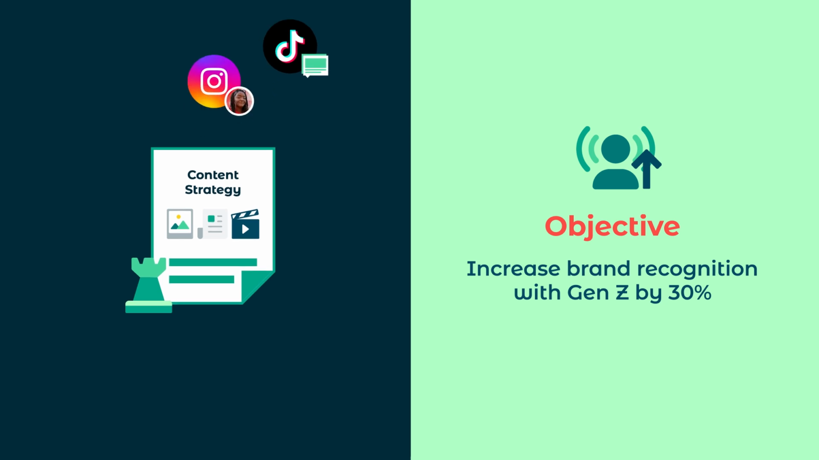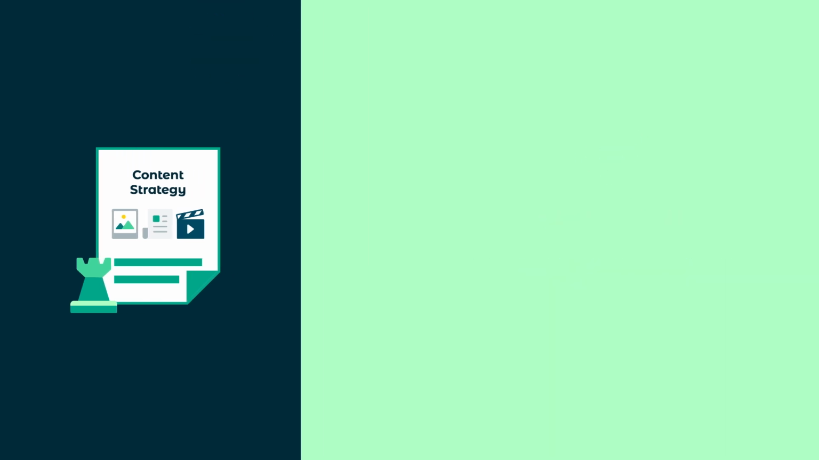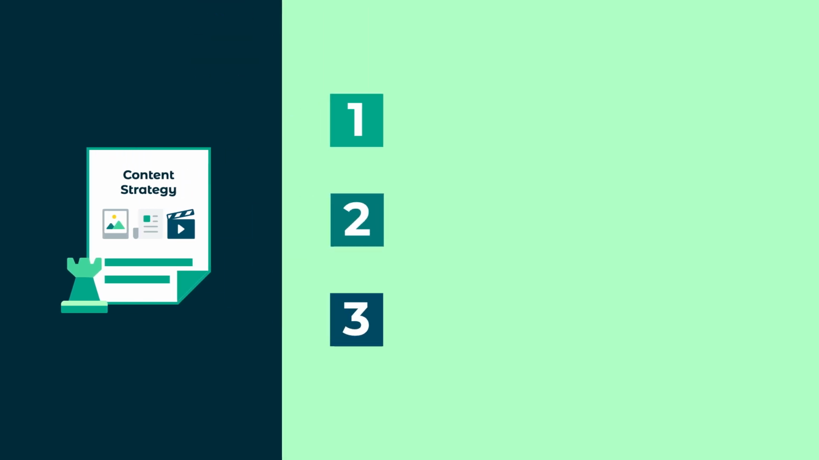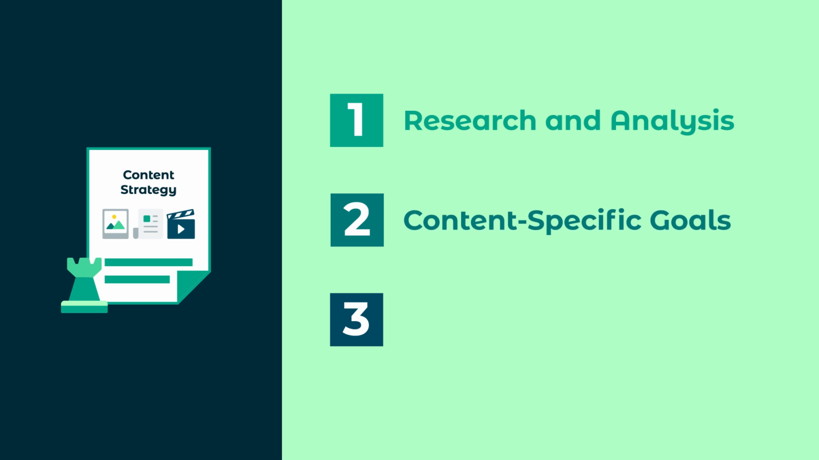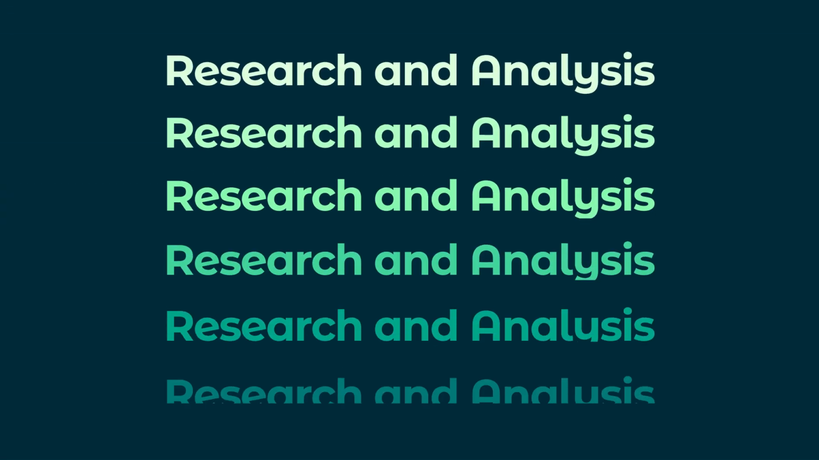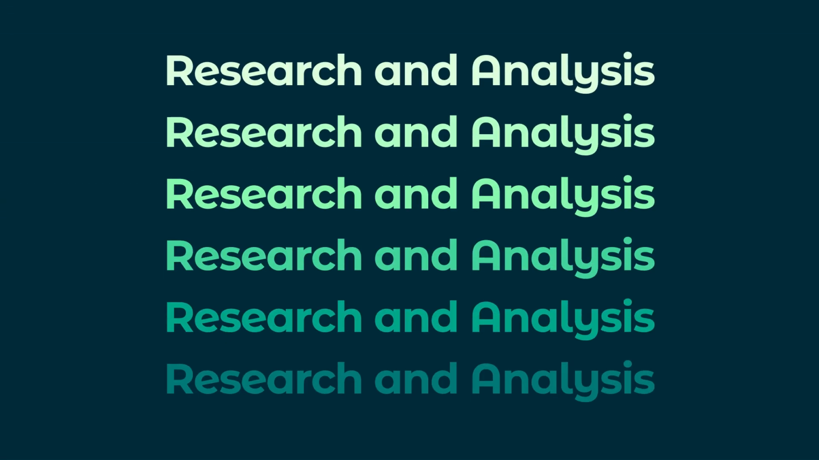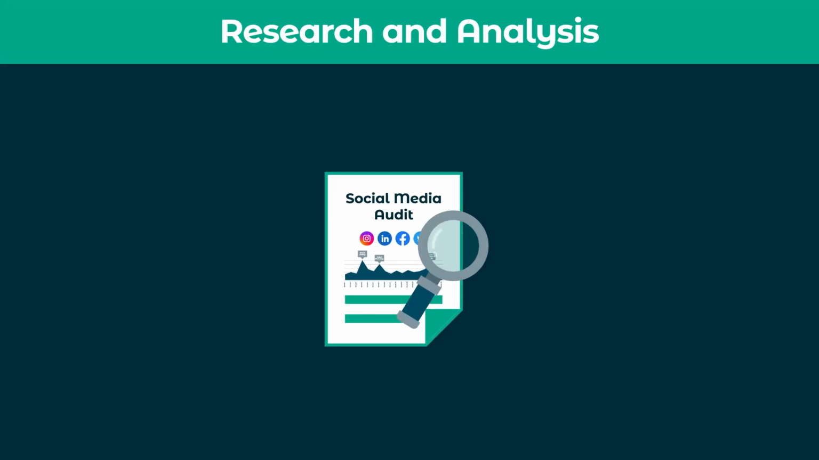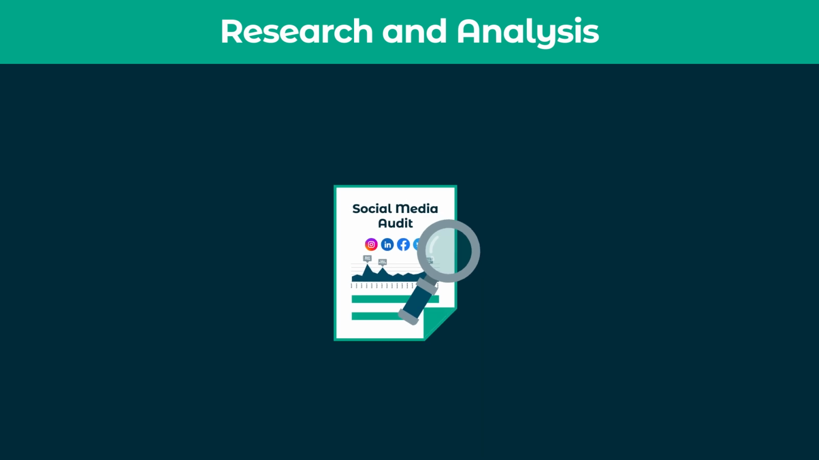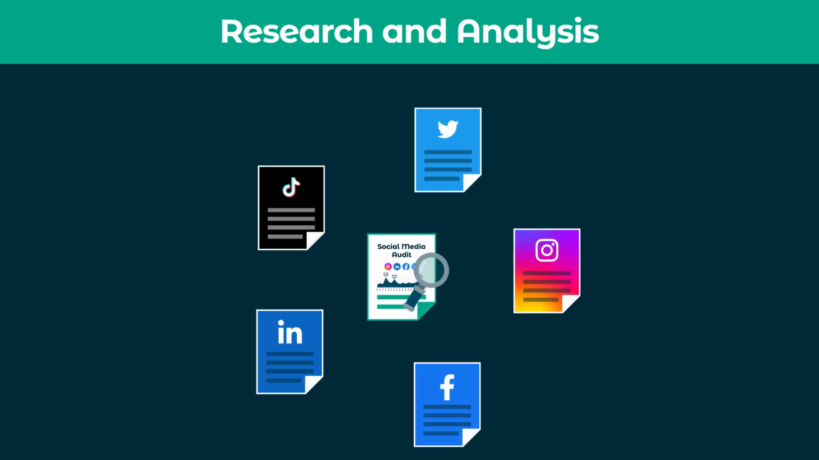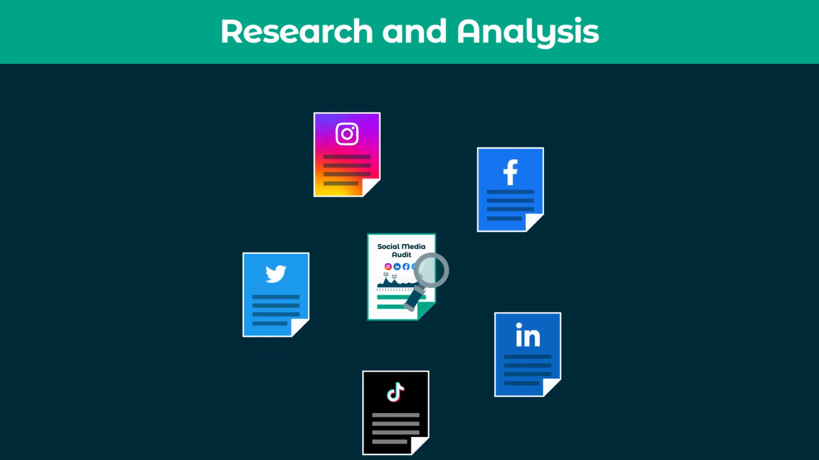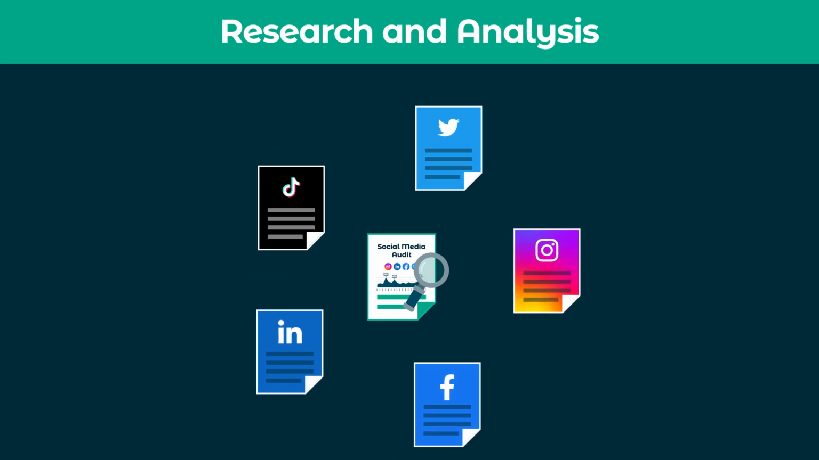target audience. A social content strategy is made up of 3 parts: research analysis, content-specific goals, and your plan for sharing content. Research is the key to understanding what content will resonate with your audience. Start with your social media audit, then use network-specific insights for a closer look at your audience demographics. Remember to treat each audience as unique. Chances are your Instagram followers aren't the same as your LinkedIn connections.